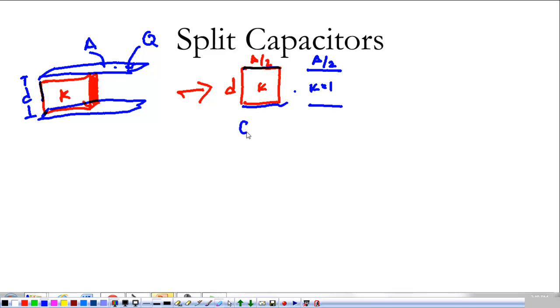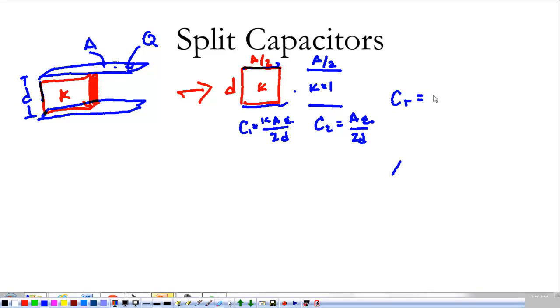So this capacitor, C1, is going to be kappa times A epsilon naught over 2D. And the reason it's over 2D is because I have half of my area. And over here, C2 is just going to be A epsilon naught over 2D. And if I want the total capacitance for this split capacitor, it's just going to be C1 plus C2. It's like I have 2 capacitors in parallel. They're right next to each other.